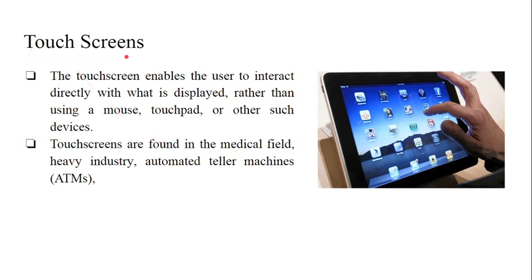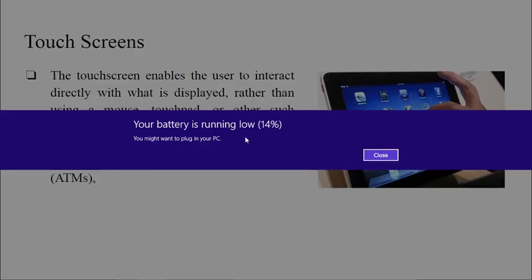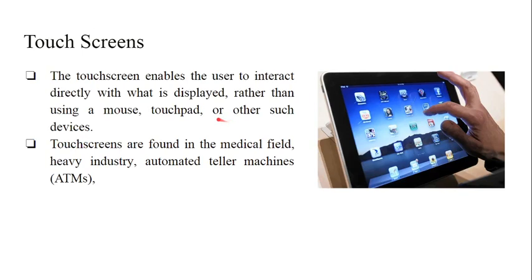Next is touch screen. The touch screen enables the user to interact directly with what is displayed rather than using a mouse, touchpad or other such devices. Touch screens are found in the medical field, heavy industry, and automated teller machines.